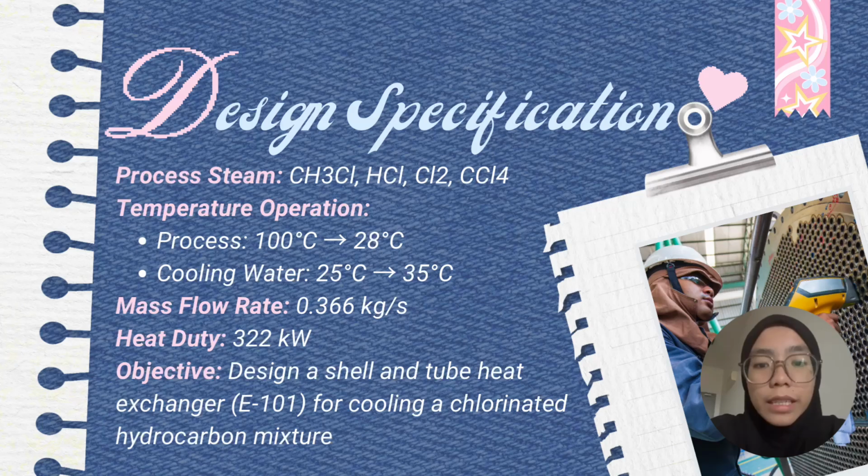Now, I will present the design specification for our heat exchanger E101. The process stream consists of chlorinated hydrocarbons, which are CH3Cl, HCl, Cl2, and CCl4. The process fluid is cooled from 100 degrees to 28 degrees, while the cooling water temperature increases from 25 degrees to 35 degrees. The mixed flow rate of the process stream is 0.366 kg per second, with a required heat duty of 322 kilowatts. The main objective of this design is to develop a shell and tube heat exchanger that can safely and efficiently cool the chlorinated hydrocarbon mixture to the desired outlet temperature.